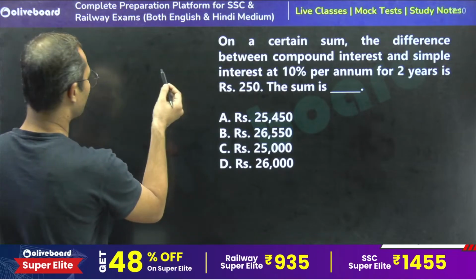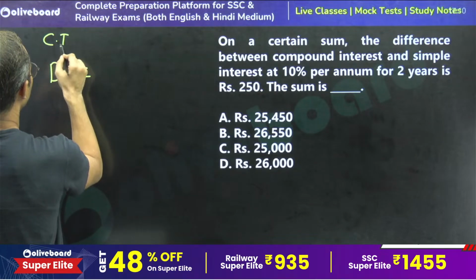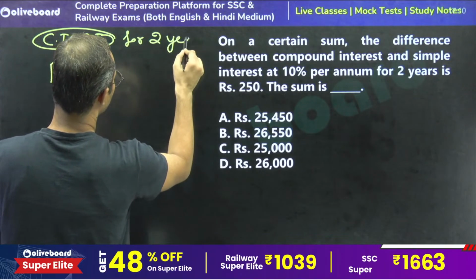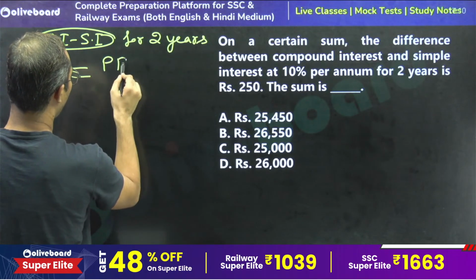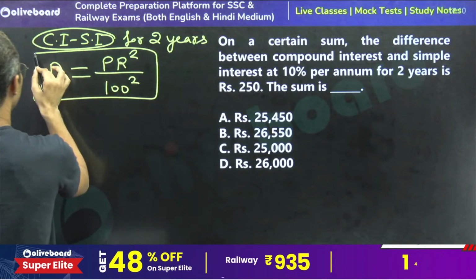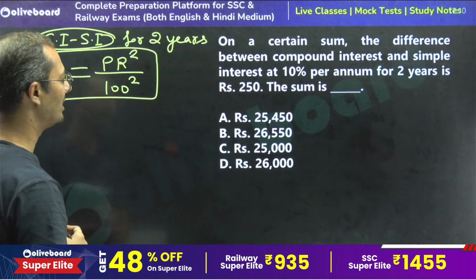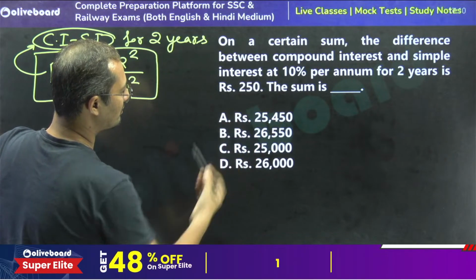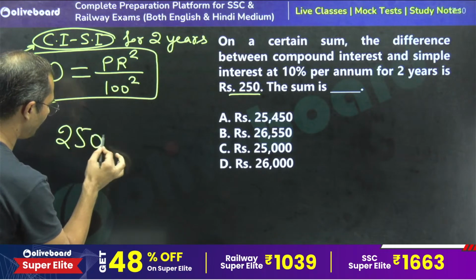The formula which is going to provide you the difference between CI and SI for 2 years. We have a direct shortcut, or we can say formula, for this. Difference is going to be PR square divided by 100 square. D stands for difference between CI and SI, P means principal, R means rate. So directly we can put the values in the formula and get the answer. What is the difference? Difference between CI and SI is equal to 250, so we can take 250 for the difference.